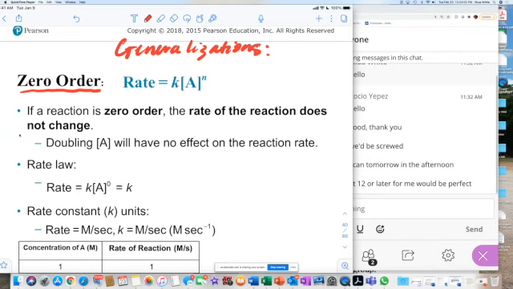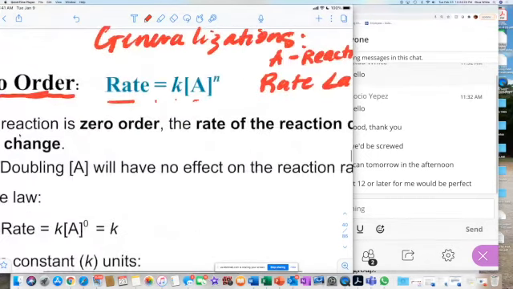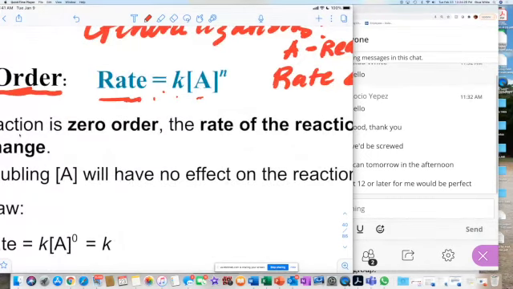So in general, the rate law for a zero order reaction will look like this. Rate is equal to K, and A here stands for the reactant. A is just some generic reactant, kind of like in math, X is some generic number you're solving for, what is wanted. So this is the general rate law: rate is equal to K, A raised to the power N.